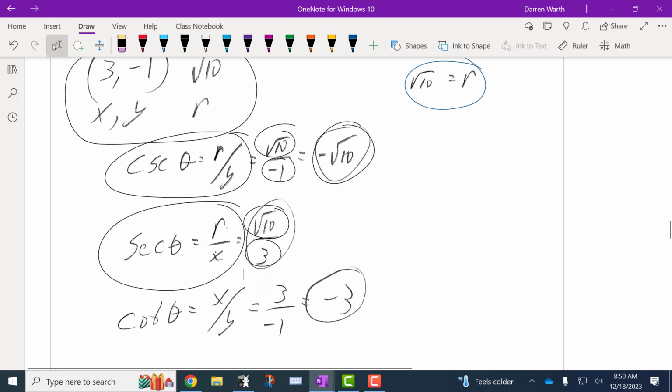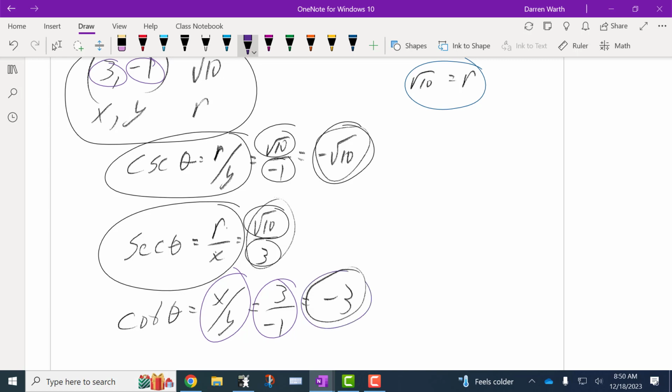And then your cotangent of theta, well, your cotangent of theta by definition is x over y. So here's my x, here's my y, I substitute them in. So x is 3, y is negative 1, simplifies down to be negative 3.